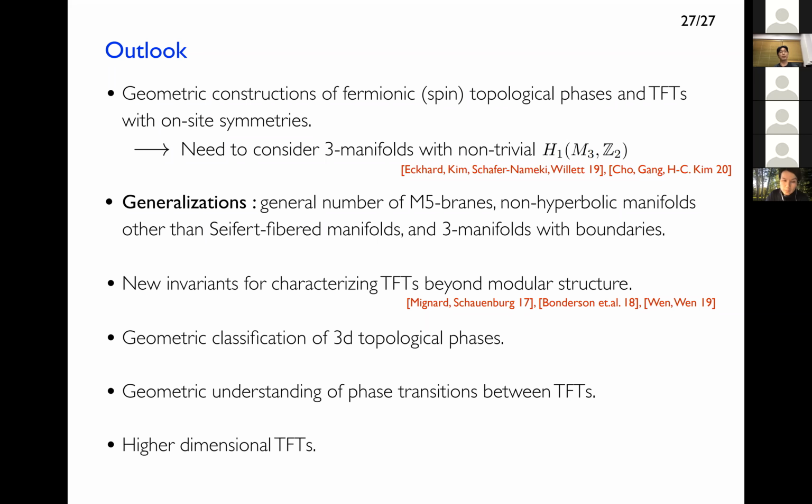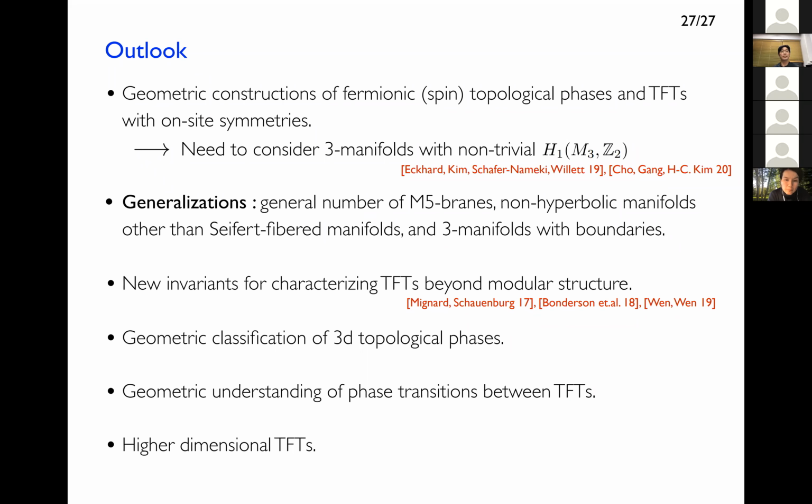It's also an interesting problem to find a new invariant for characterizing 3D TFTs beyond the modular data. As discussed in this paper, the modular data is actually not enough to fully distinguish modular tensor categories or topological quantum field theories. So by studying geometric invariants of non-hyperbolic 3-manifolds, we may be able to find new interesting invariants for 3D TFTs.